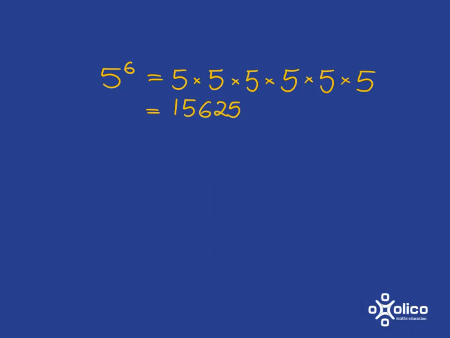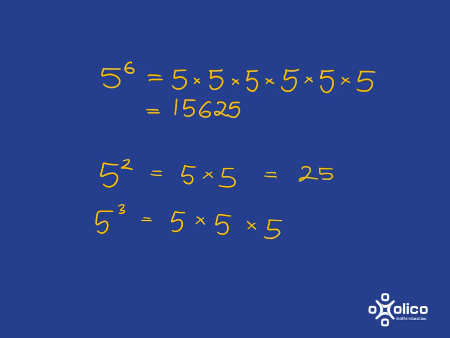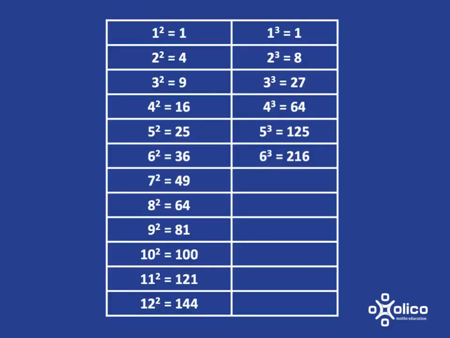You've done a lot of work already with squares and cubes, so you know, for example, 5 squared just means 5 times 5, and 5 cubed means 5 times 5 times 5. So this one is 25, and this one is 125. And I've suggested before that really being able to recognize these square and cube numbers is quite useful. So just knowing immediately that 16 is 4 squared, or 216 is 6 cubed, is going to be quite useful for you.